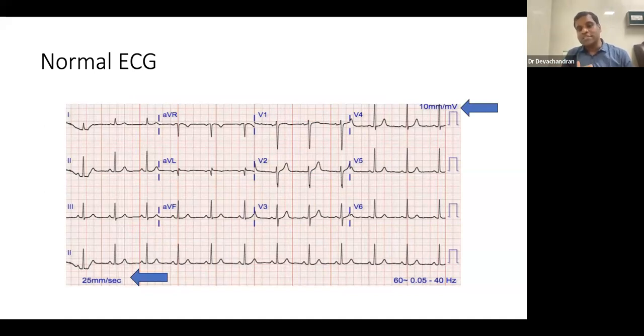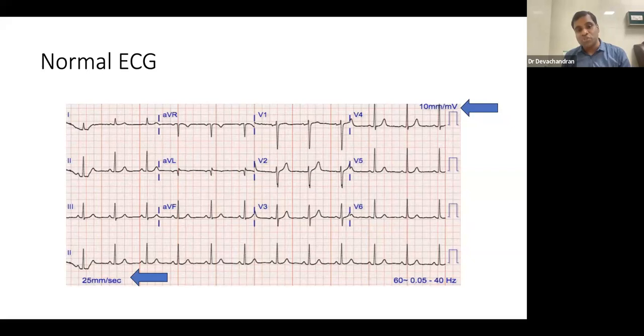Nowadays, all the machines have the capability to enter the patient's name digitally. Writing the patient's name with a pen on the ECG is not accepted. It must be entered on the machine. Number one, the time of recording, the date of recording must also be checked and confirmed. That's number two. Number three, there are two things, two arrows here.